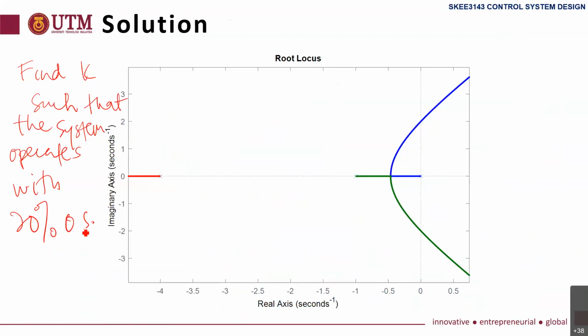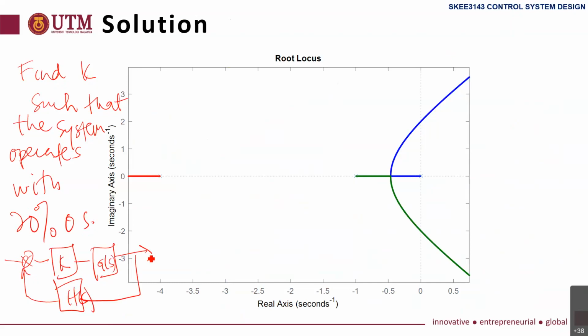Therefore, if we have a root locus, then we can use rule number 9. Let's say rule number 9 is for this system. We can find the value of K such that the system operates with 20% overshoot. We can find K to obtain 20% overshoot. How can we do that?